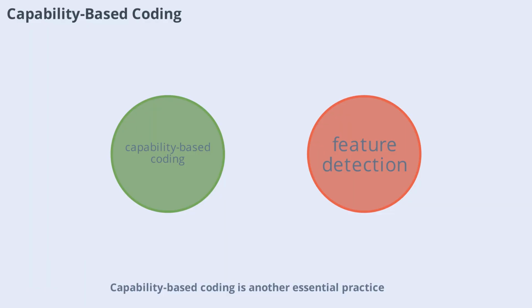Capability-based coding is another essential practice. Instead of assuming that every device supports every feature, your app checks for specific capabilities before enabling them. For example, you might check if a device supports biometric authentication before showing a fingerprint login option. This approach prevents errors and creates a more resilient app that adapts to each user's device.